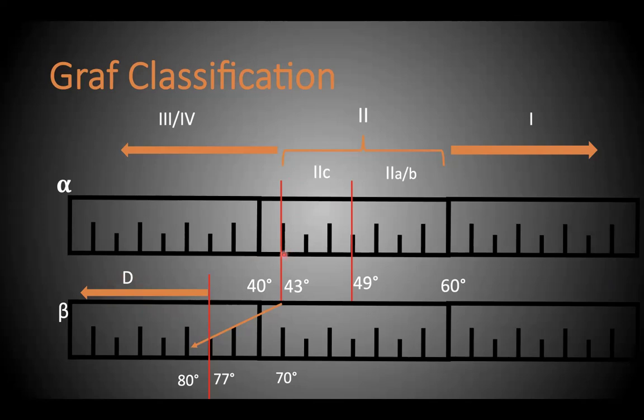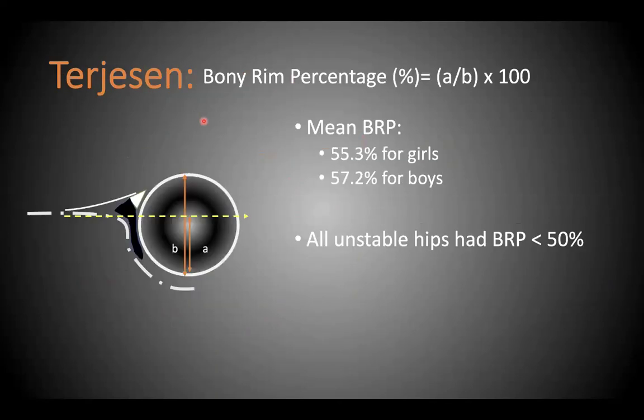hips. And in Graf 3 and Graf 4, you can't really measure the alpha angles because the hip is so bad that, A, you're not in the standard plane, and B, the acetabular socket is so shallow that you can't really make any meaningful measurements. Then just for the sake of completion, I have added a few other methods which have been described, which still are used in certain parts of the world, although they are not as popular as the Graf method.